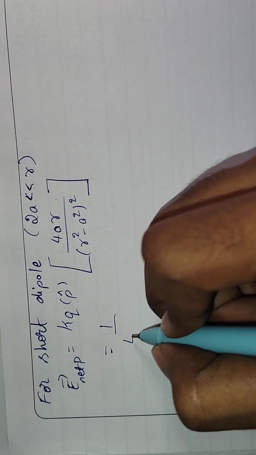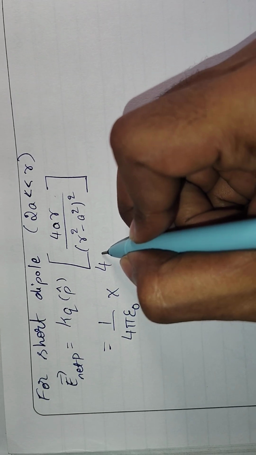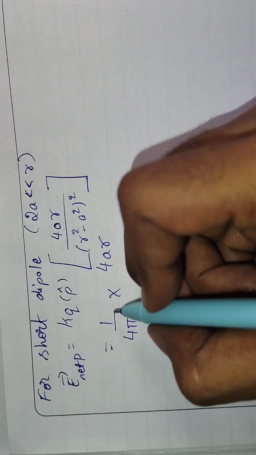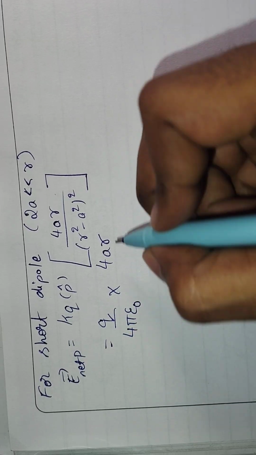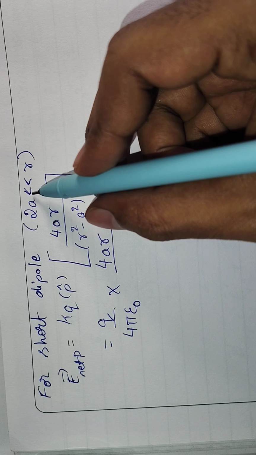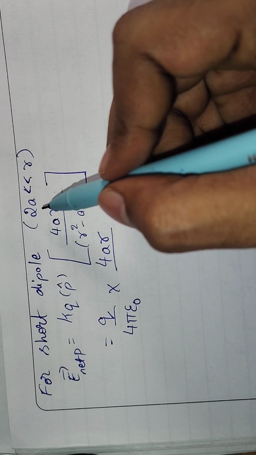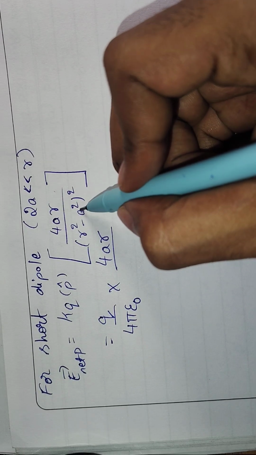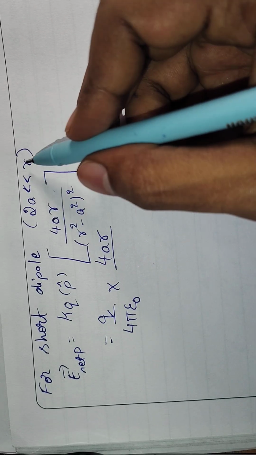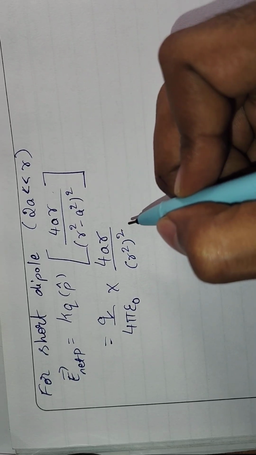This k I can write as 1 by 4 pi epsilon naught, multiplied by 4ar, here you have q, right? Q into 4ar divided by (r square minus a square) whole square. For a short dipole, which term is lesser? This 2a is very small compared to r, so you can just ignore this a here. Okay, for a short dipole, since 2a is very much less than r, a square will be even further less than r. So this denominator I can directly write as r square whole square.